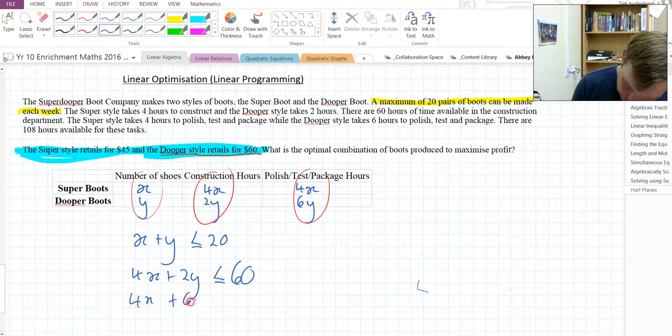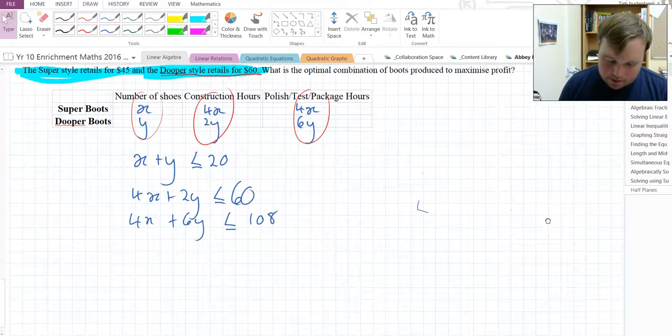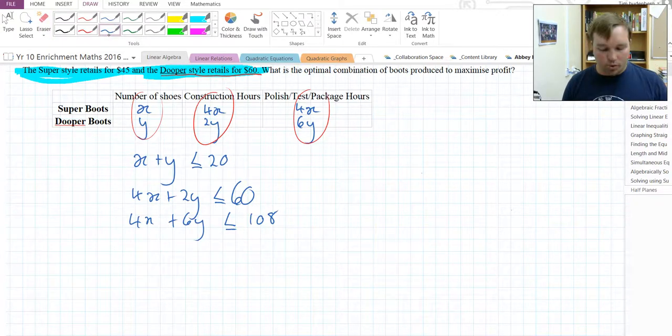4x plus 6y is less than or equal to 108. Now, they are inequality constraints, and I'll just give you 2 more.